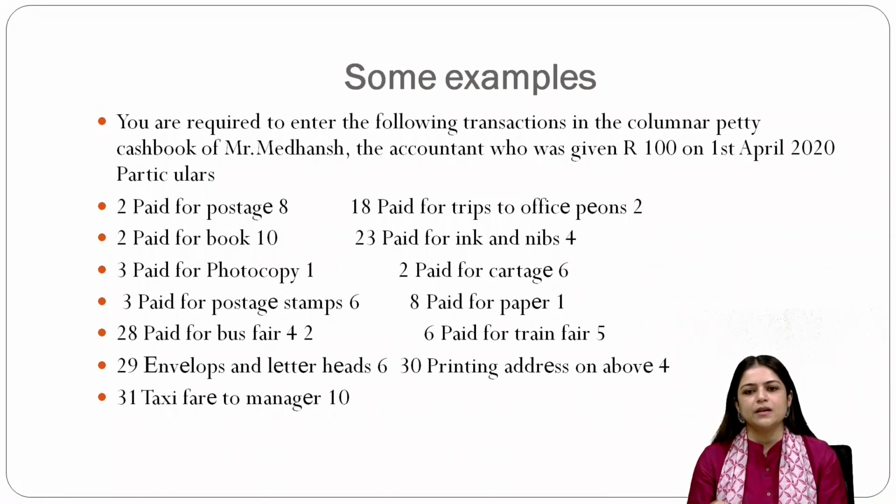Then second is paid for paper 1 rupee. Then again a paper column is there, so we have to enter it one by one in the petty cash book. Paid for postage 8 rupees, paid for the book 10 rupees, photography expense 1 rupee, stamp expense 6 rupees, fare 4 rupees, envelopes and letterhead purchase worth 6 rupees. So these are multiple small expense entries, and these entries will be posted in the petty cash book.